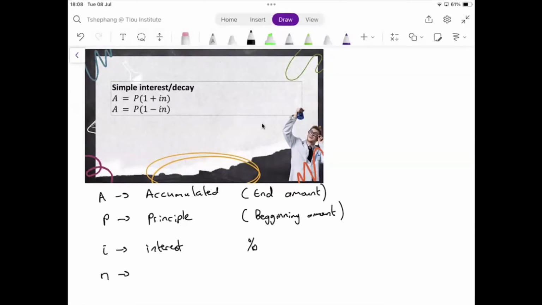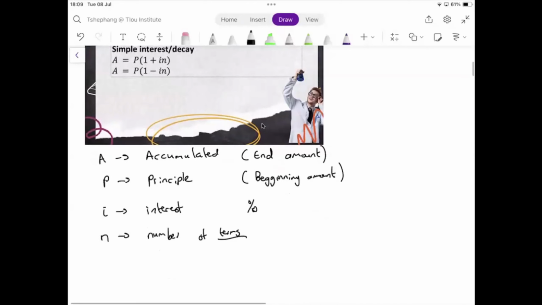And N would stand for number of terms. Some people would say number of years. I prefer saying number of terms because maybe we have an investment that is going on for only 8 months or only 6 months. That can be confusing if we say 0.5 years. That's why I just say terms, because it could be weekly, monthly, or daily. Those are what all those letters stand for.